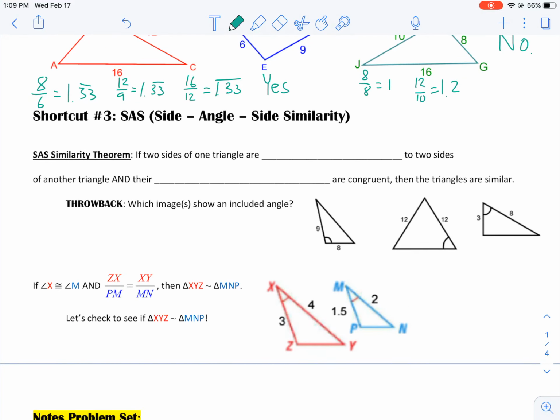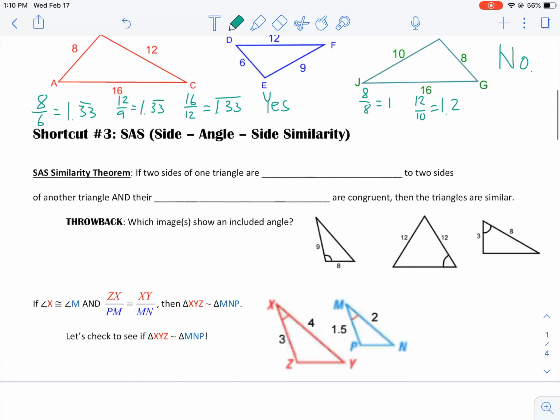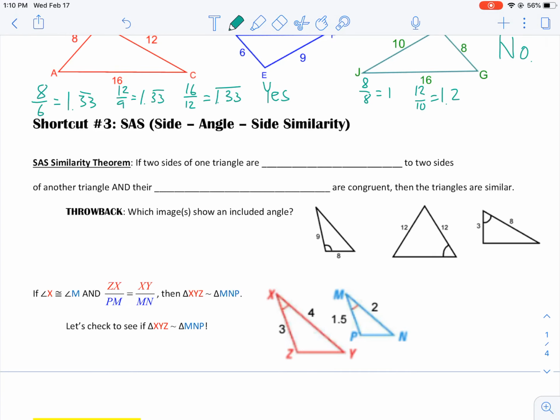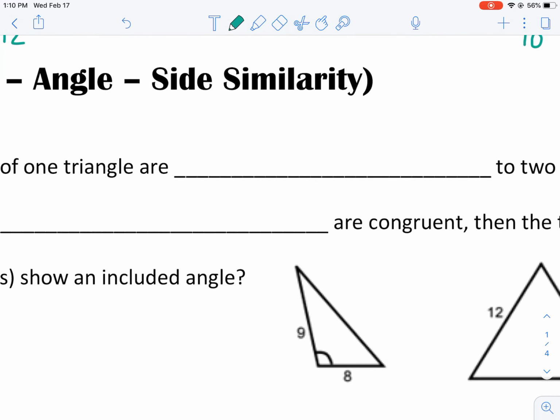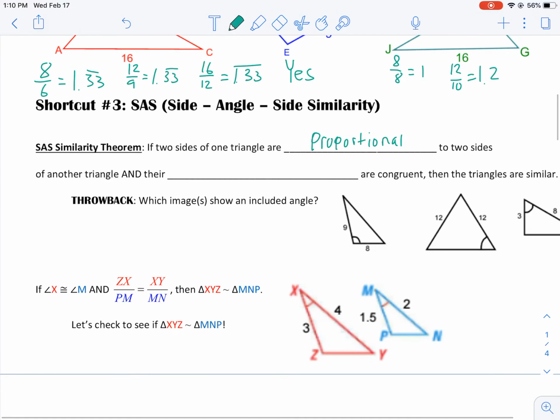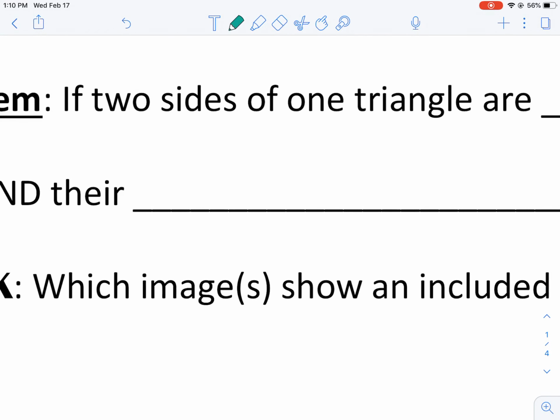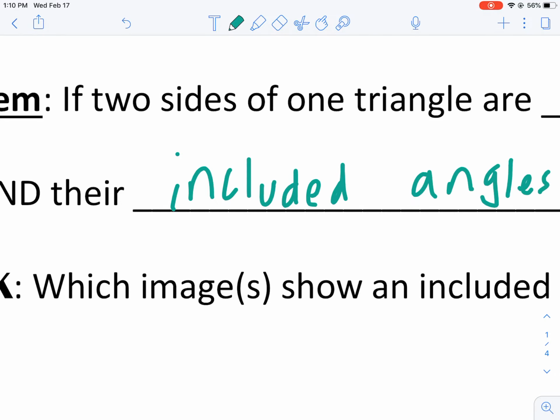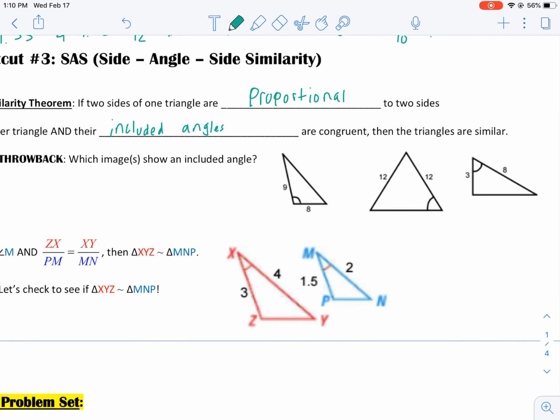Now the last one that we're gonna go over is SAS. SAS works the same as SSS, except with an angle in between. So if two sides of one triangle are proportional to two sides of another triangle and their included angles are congruent, then the triangles are similar.